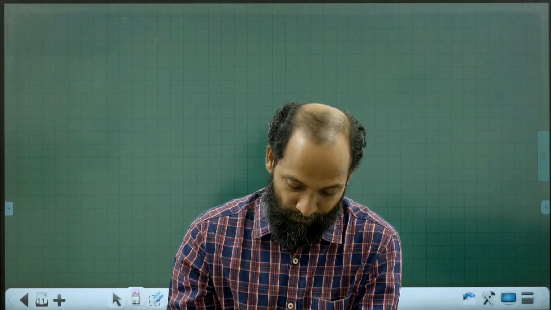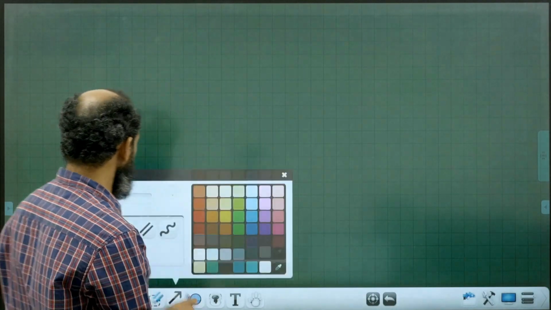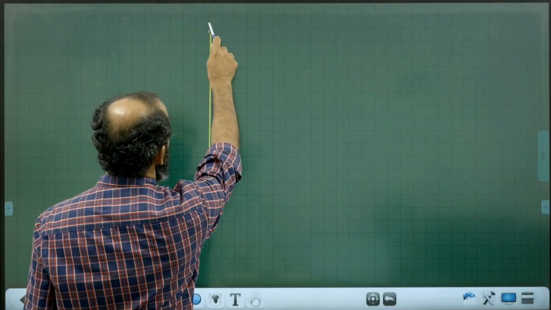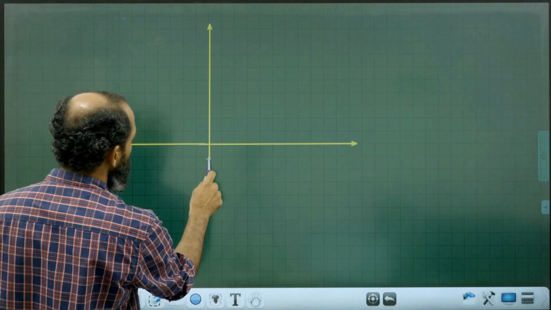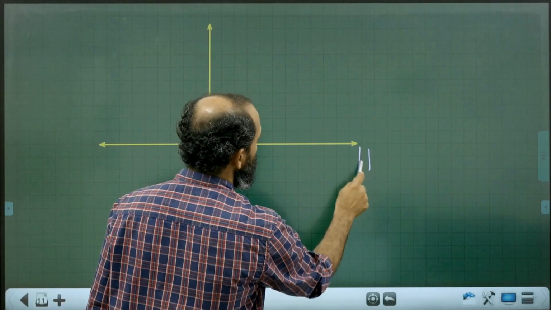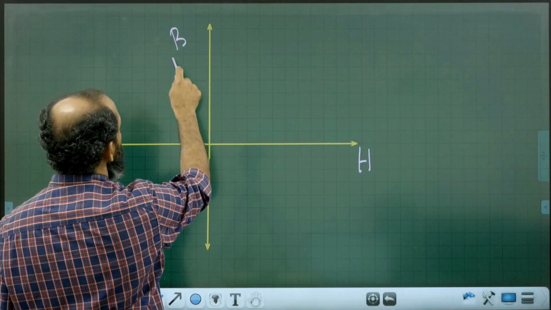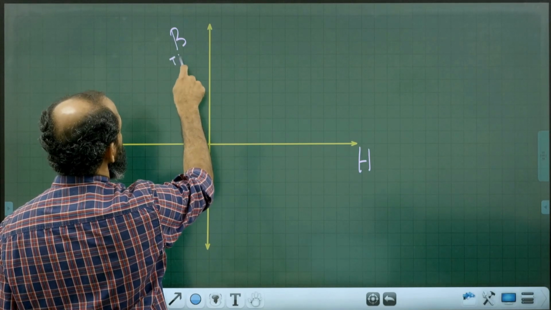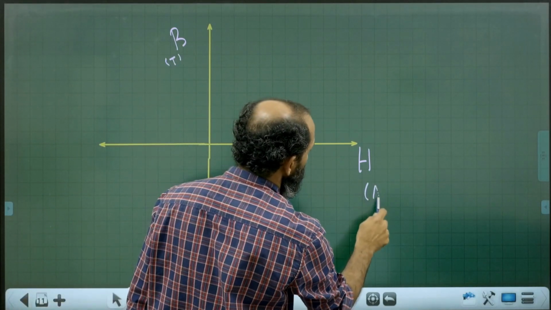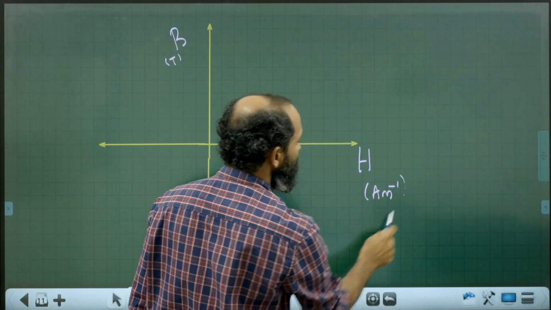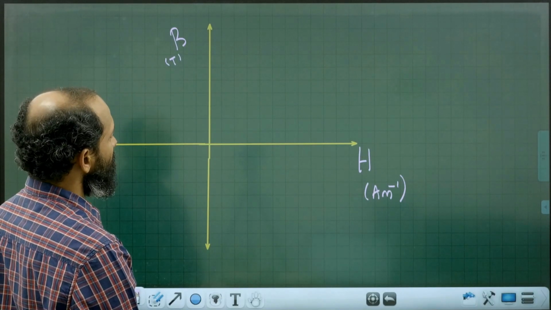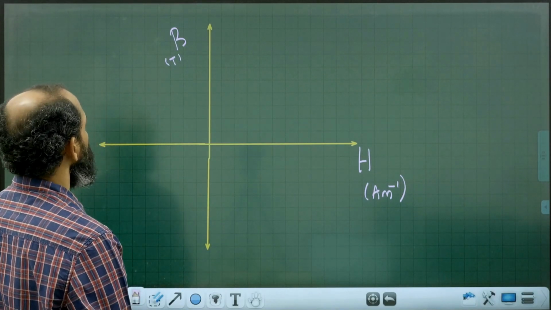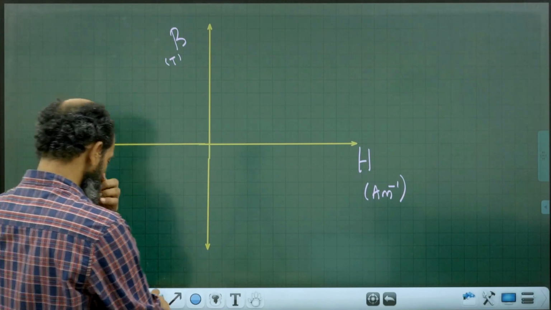We used to have a BH graph plotted for every ferromagnetic material. You try to find out the BH graph. It's a very popular graph, and H is plotted along the horizontal axis, B along the vertical axis. B is measured in Tesla, H is measured in ampere per meter, the unit of H and M. Magnetization and magnetic intensity vector both have the same dimensions, ampere per meter. Flux density field B is in Tesla.